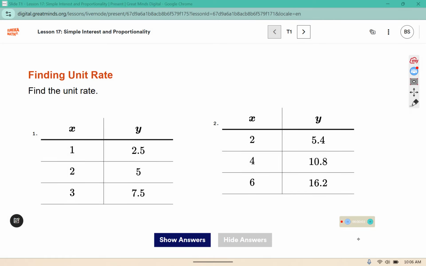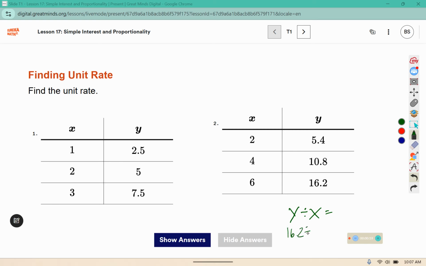Find the unit rate. To find the unit rate, you're going to divide a y value by an x value. You'll want to check multiple sets from the table to make sure that it stays consistent. Here, if we did 16.2 divided by 6, that would give us 2.7 for our unit rate.